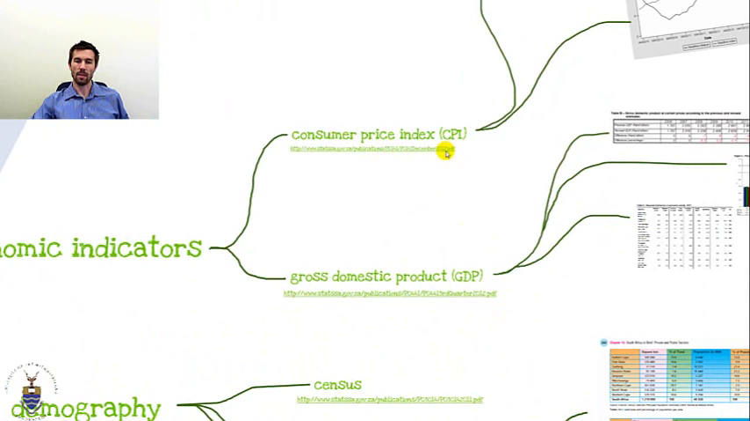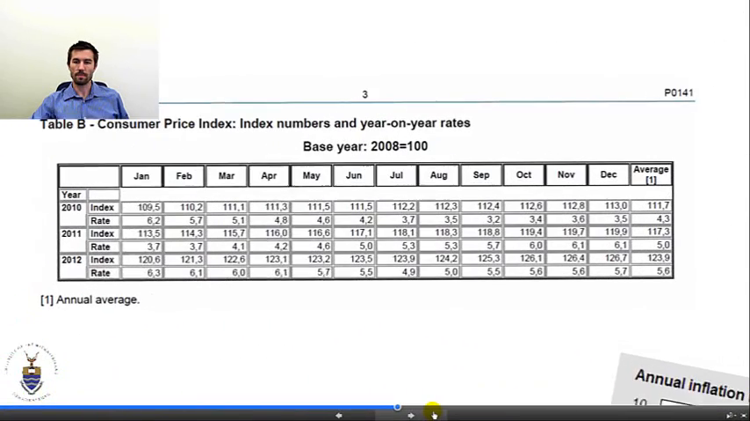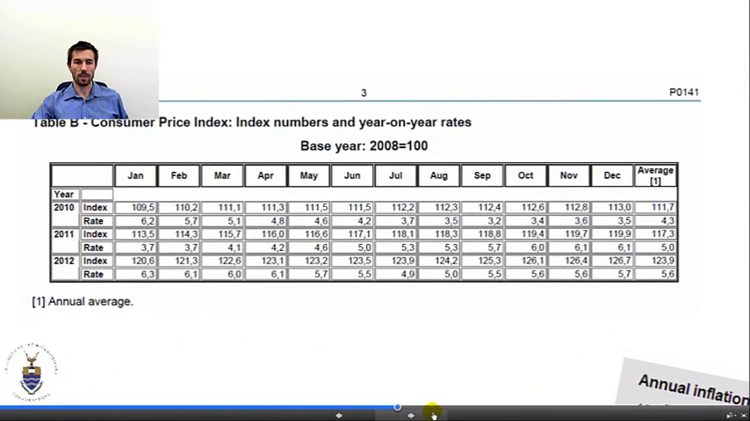which Stats SA publishes about CPI, which is again included in this link. So if you want to take an in-depth look at this information, you can click on this PDF link. And then after that we'll look at some information about GDP, which is published in this publication link over here. So, what has CPI been doing?